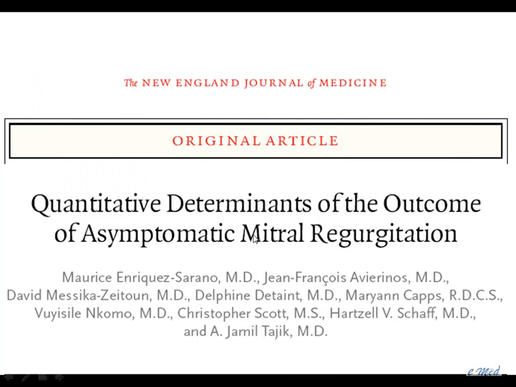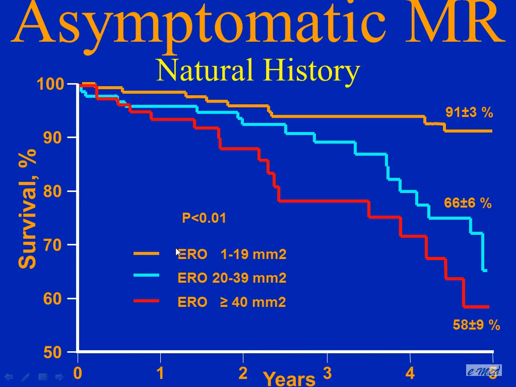So this is the paper we had on quantitative determinant of outcome, and you can see that in organic MR, if you have a regurgitant orifice of more than 40 millimeters square, there is an immediate risk with excess mortality. If you have a regurgitant orifice of 1 to 19, you live forever. If you have an intermediate regurgitant orifice, the first few years are okay, and then the MR progresses and you have excess mortality later. So that's organic mitral regurgitation.